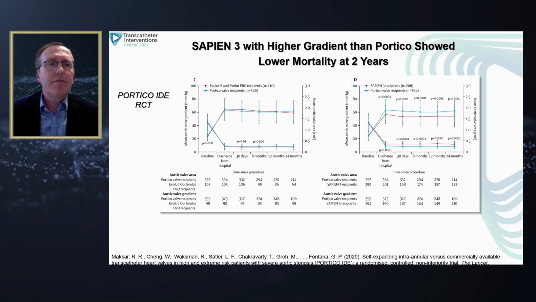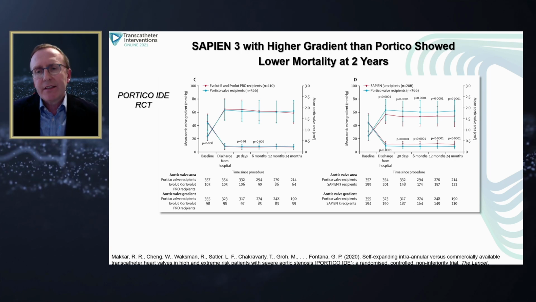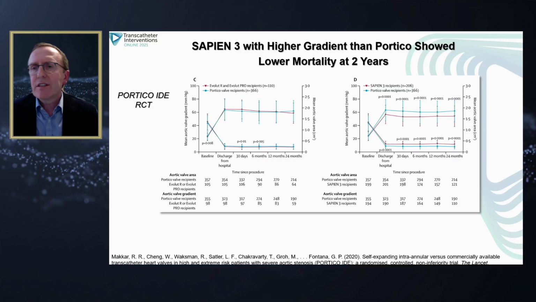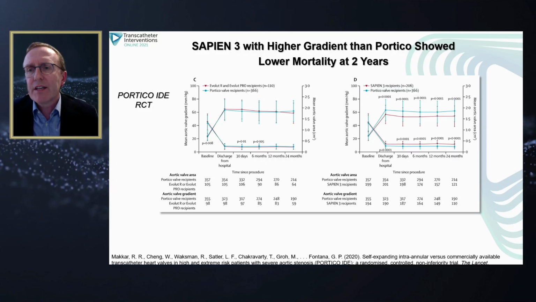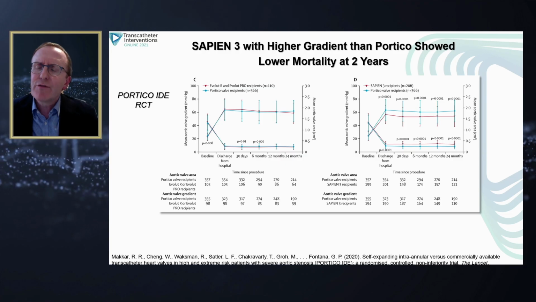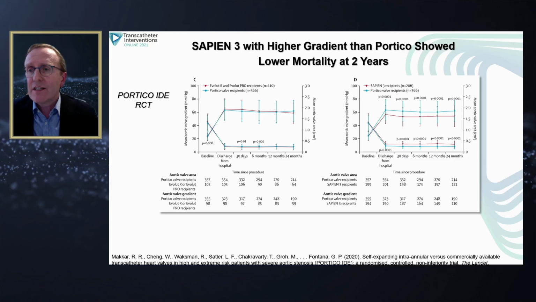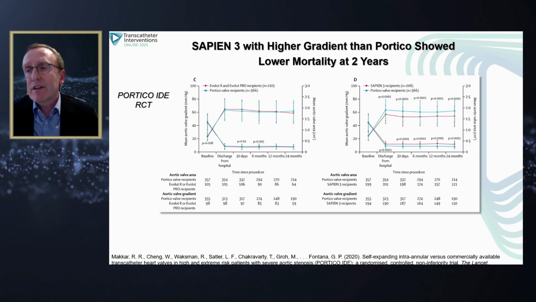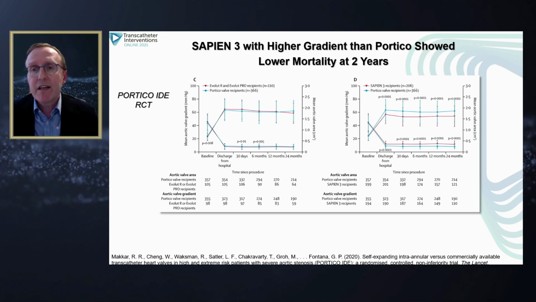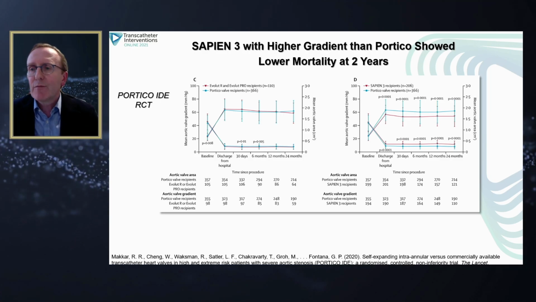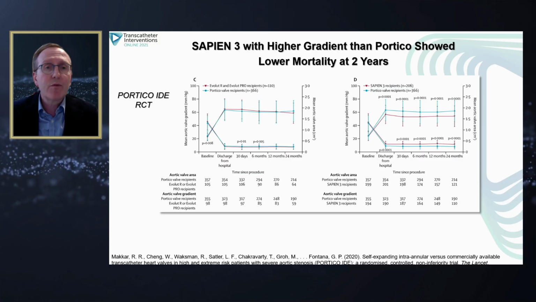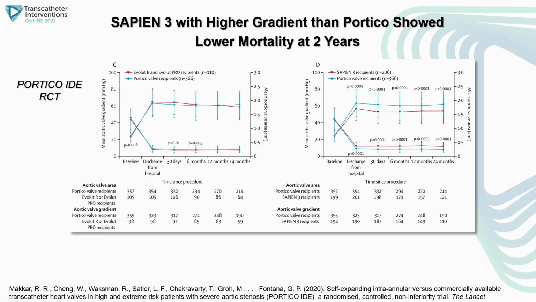If we look at the Portico IDE study, the same sort of phenomenon occurs. You can see that on the left-hand panel, the Portico is compared with the Evolute valve. Again, there's not much difference in the mean gradient here, yet the mortality was about the same. That would fit. But on the right-hand panel, Sapien 3 and the Portico, the Sapien 3 did have a slightly higher mean gradient after the procedure, and yet the mortality was significantly lower with the Sapien than the Portico. So certainly in these studies, it does not seem that the valve type and the gradient that each valve type creates maps to clinical outcomes.